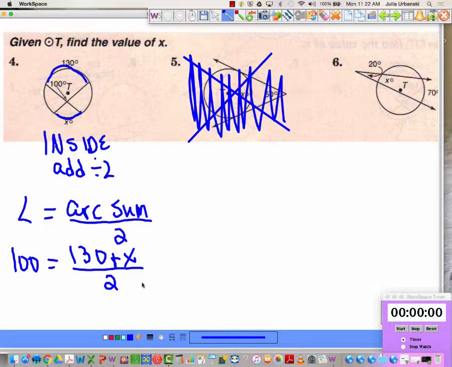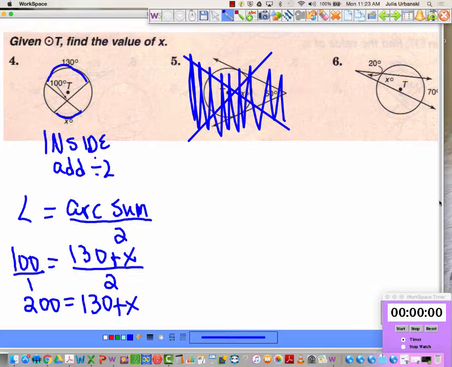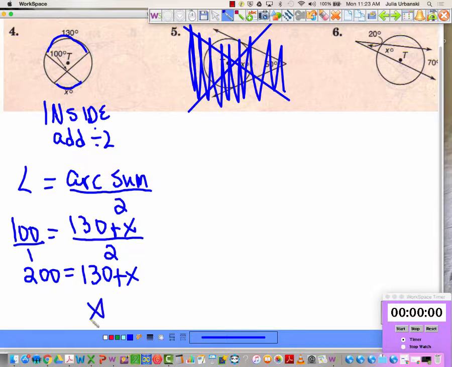Okay, that's not difficult. You just have to remember to place the X in the right place. So what would you do? 200 equals 130 plus X, right? Subtract 130 from both sides, and what's the answer? X equals 70 degrees. Double check your work. If X was 70, 130 plus 70 would be 200, and then 200 divided by 2 would be 100, and then yes, we did it right.